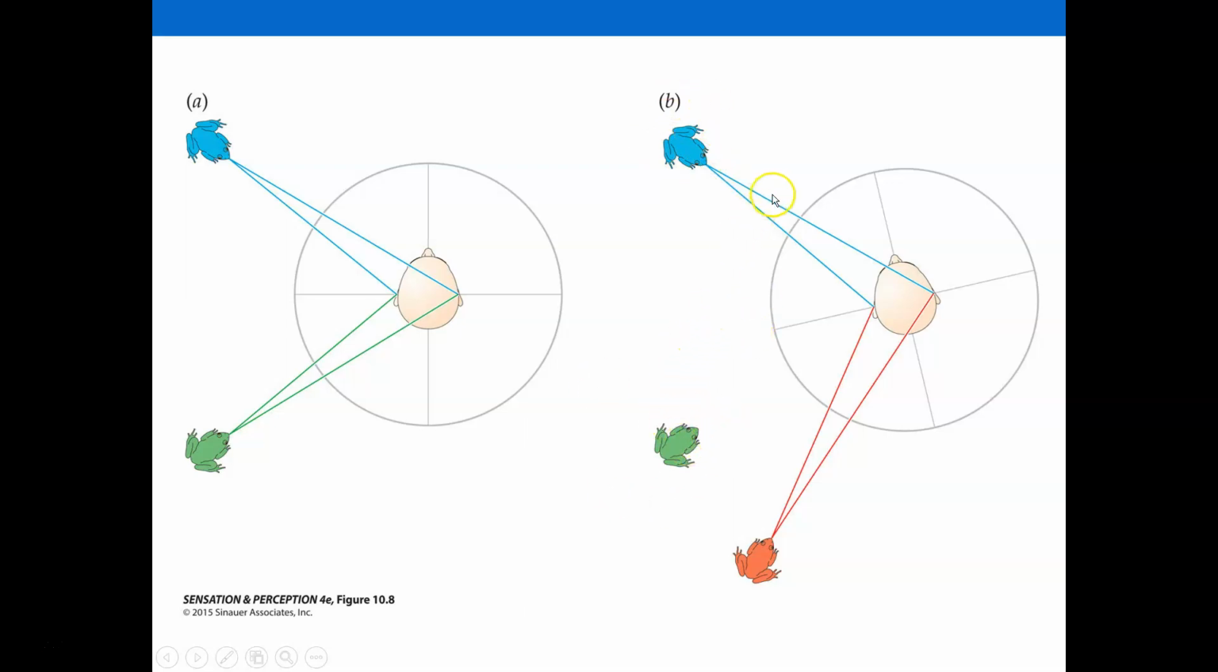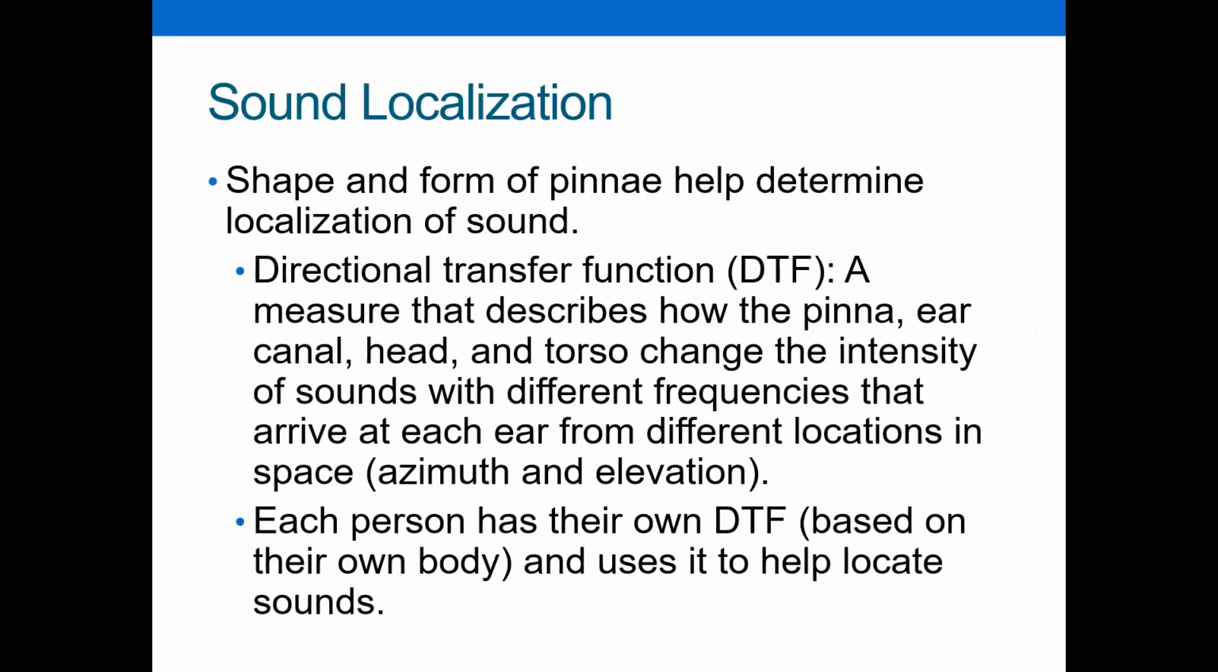The problem is, though, that now I could potentially have another frog enter that cone of confusion. So turning our head is one of the ways that we can disambiguate sounds, but it doesn't completely resolve the cone of confusion.